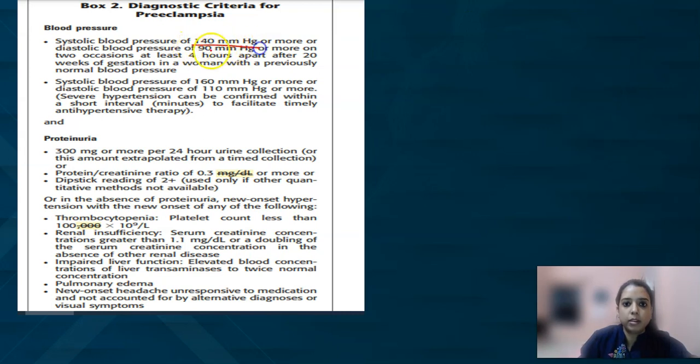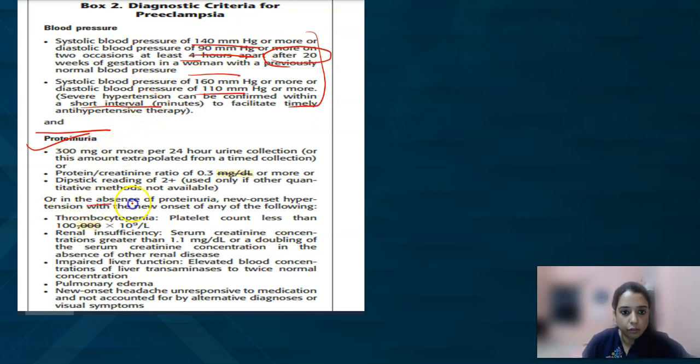You know that BP more than 140/90, 4 hours apart. If BP is more than 160/110, then you don't have to wait for 4 hours; within a short time you will repeat. If this is there after 20 weeks, listen, after 20 weeks it is preeclampsia, but there has to be proteinuria. So high BP with proteinuria after 20 weeks is preeclampsia.